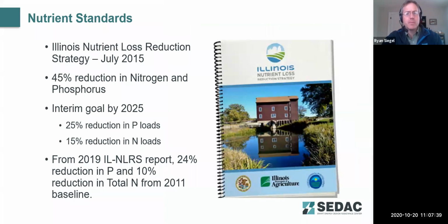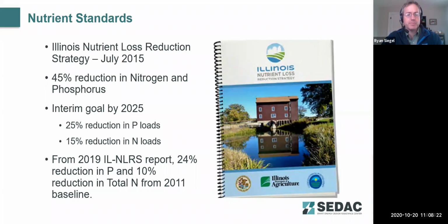This is part of some of the nutrient standards that Illinois has adopted in conjunction with the US EPA. The US EPA had recognized and developed some of these standards, and then Illinois has adopted and modified them to fit our needs here in the state of Illinois. So the primary goal is to get a 45% reduction in nitrogen and phosphorus. This includes both point sources and non-point sources, with some interim goals set by 2025.